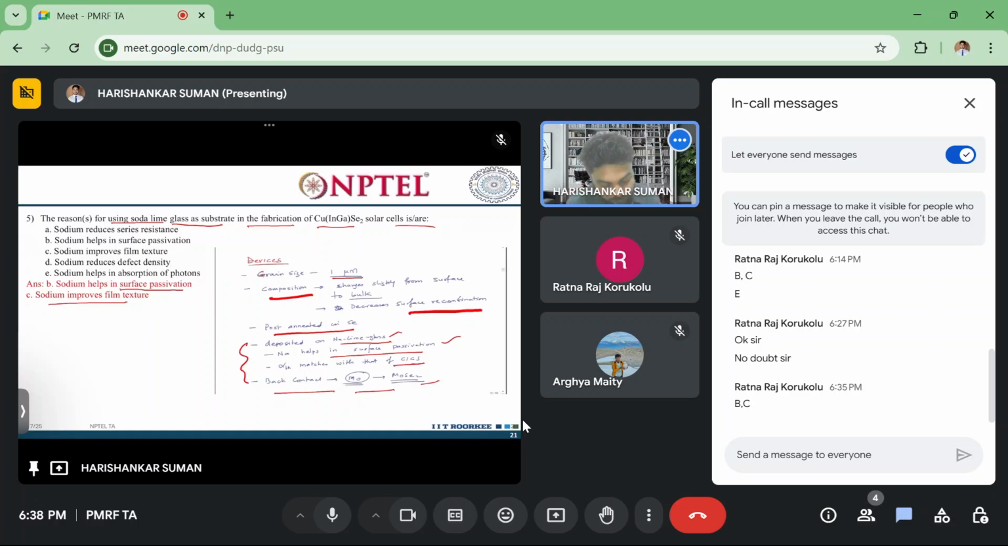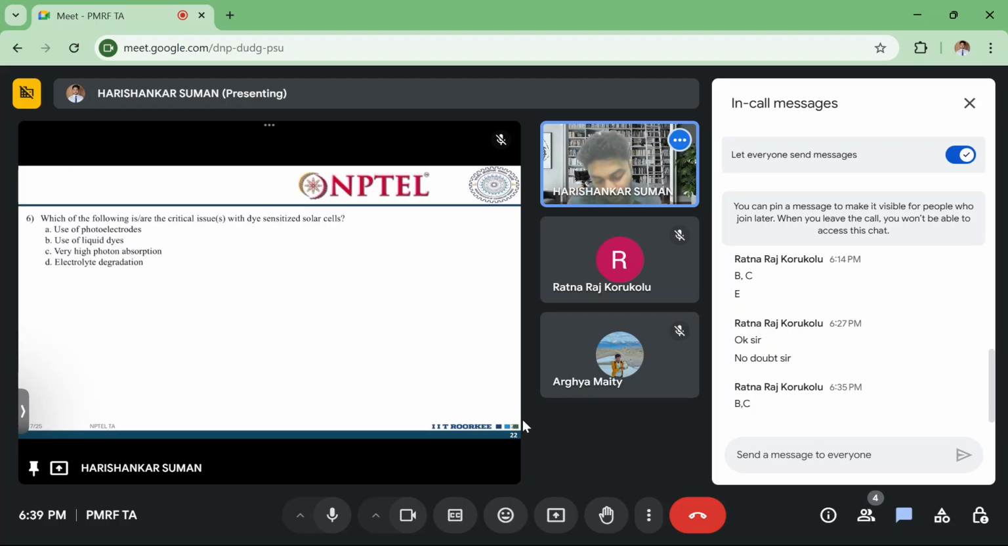Back contact, these are for the device. In the lab, as post treatment, soda lime glass is used, and surface passivation and film texture are improved with the help of the sodium in soda lime glass.